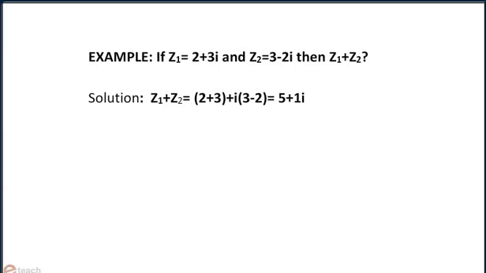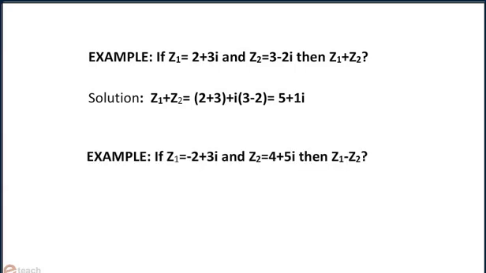Let us take another example. If z1 equals minus 2 plus 3 iota and z2 equals 4 plus 5 iota, then find z1 minus z2. Note the solution. z1 minus z2 equals minus 2 minus 4 plus iota times 3 minus 5, which is equal to minus 6 minus 2 iota.